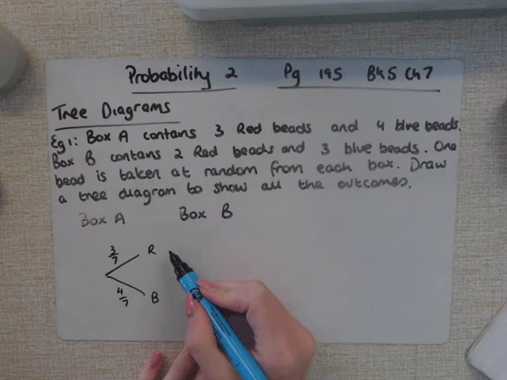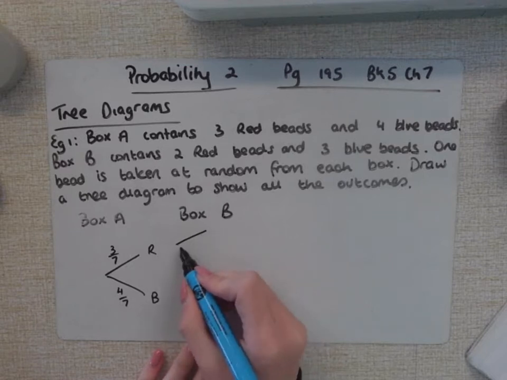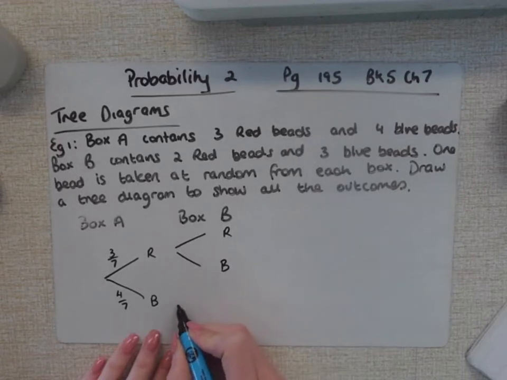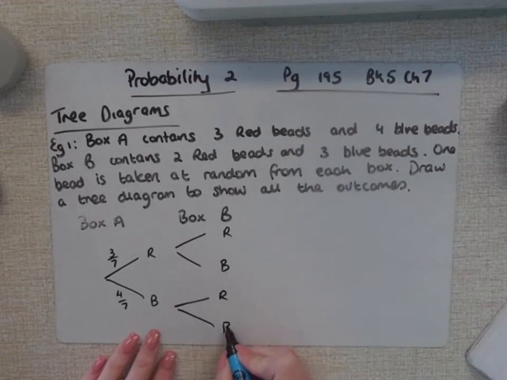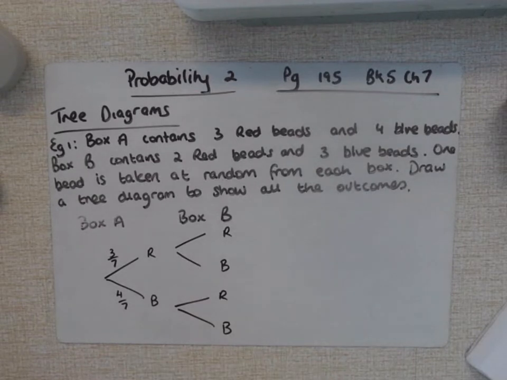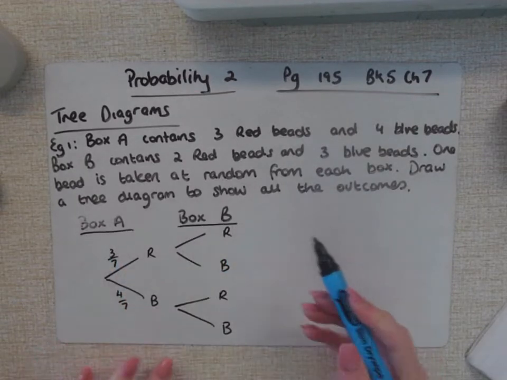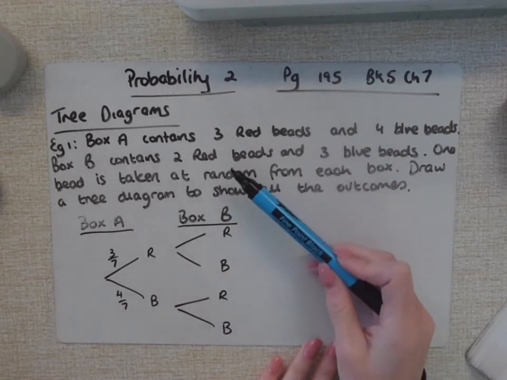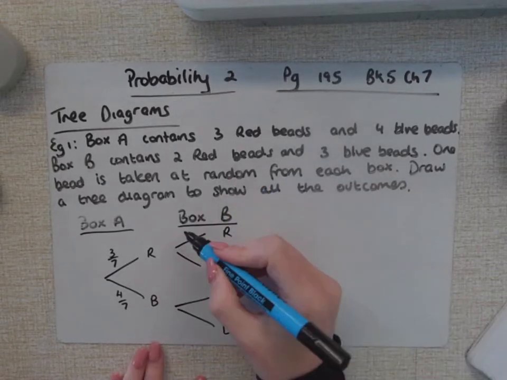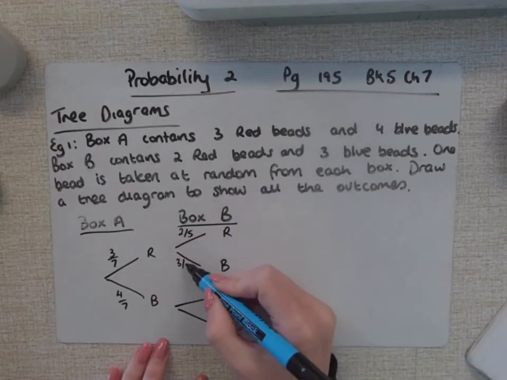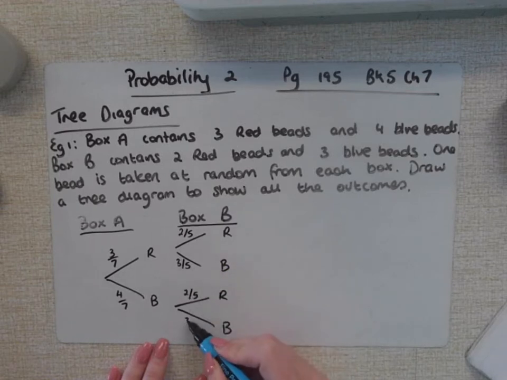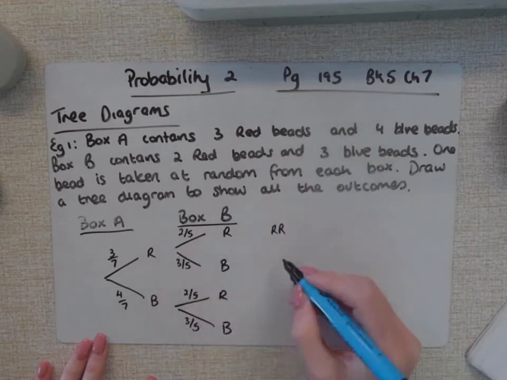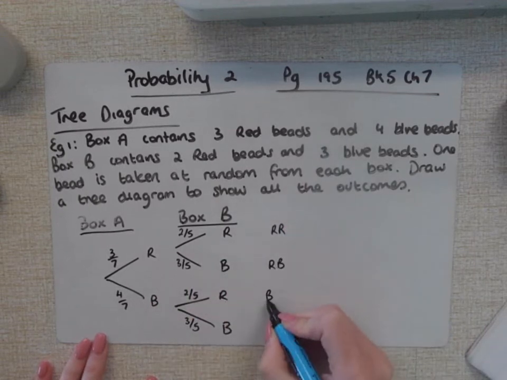Now, if it's red from box A, I can then get red or blue from box B. If it was blue, I could from box B get red or blue. Now, what's the probability of getting red in box B? 2 out of 5, and blue would be 3 out of 5, and it's the same down here. And then what you do is you read across the leaves, so that's red, red, red, blue, blue, red, blue, blue.